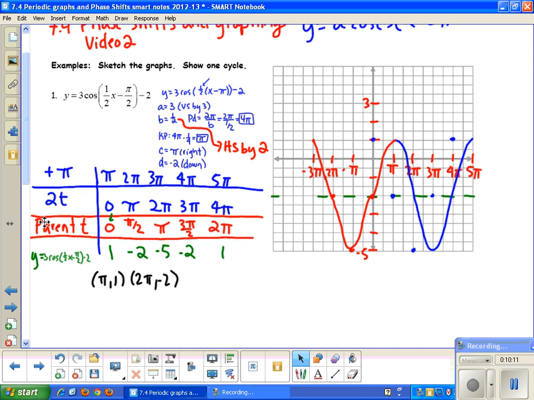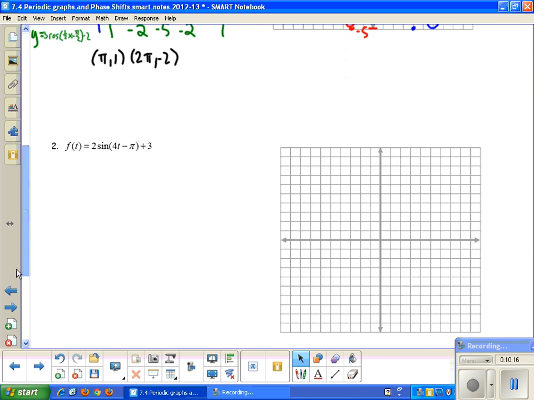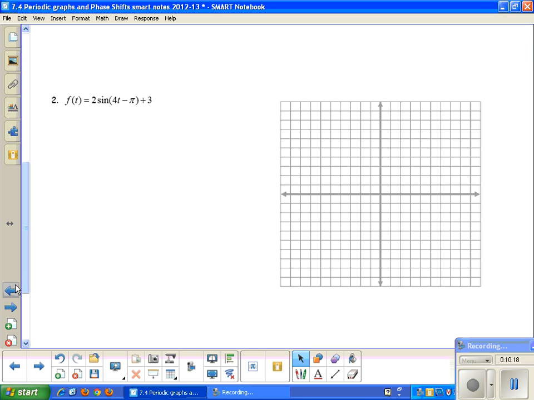So what I would do for this next one is see if you can maybe graph this on your own and then come back and we will graph it together. So I'd probably hit pause to see if you can do this.